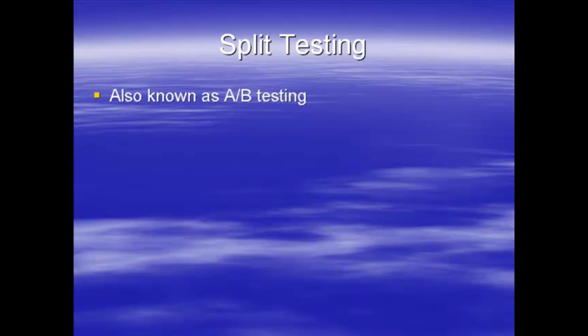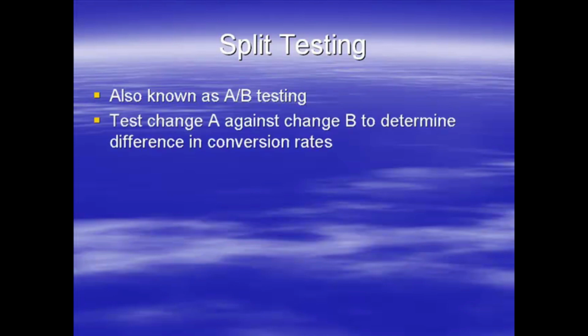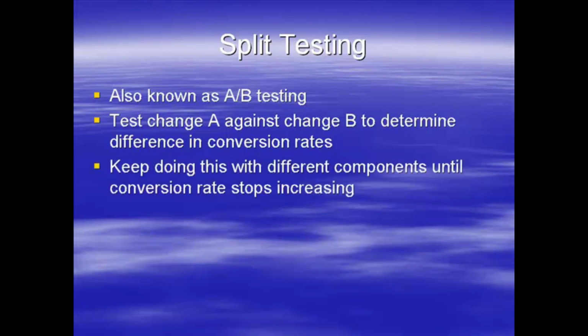It's basically where you test one change against another. So for example, you would split test 2 headlines against each other to see which is the best. Then when you finish a split test, you would then keep the best performing headline and maybe try changing the headline again to see if you can make it even better. So basically it's testing change A against change B to determine the difference in conversion rates. You're trying to find the best converting change.